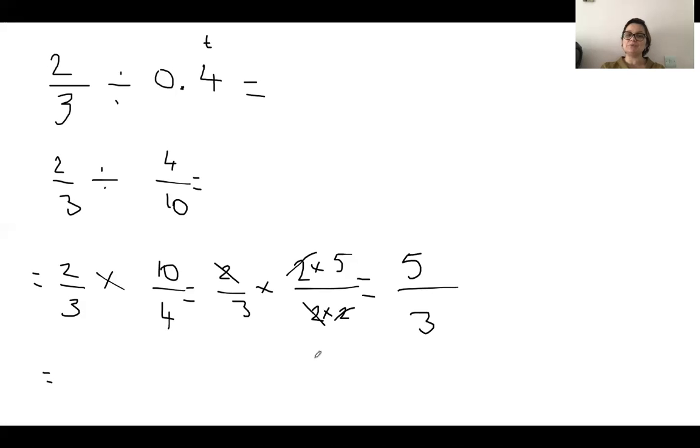Again, we have here an improper fraction, and we must change this one into a mixed number. So 5/3, how many 3s go into 5? So it's 1, 1 times 3, so 3 to 5, remainder 2, and then 1 and 2/3. And this is the final answer.